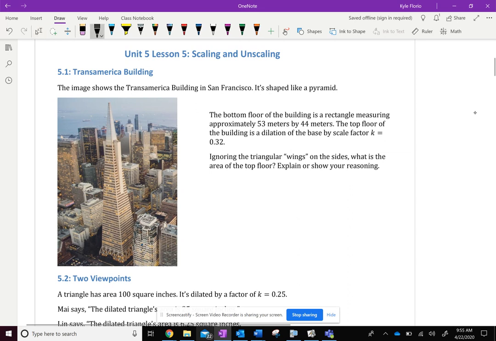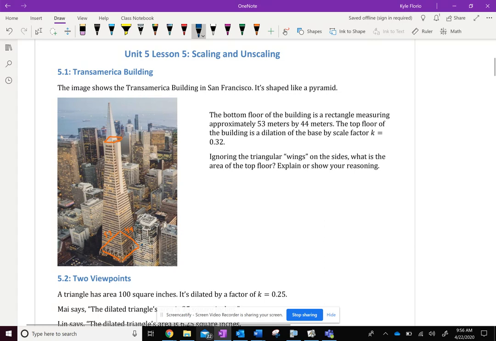So I know that the bottom floor is 53 by 44. This is a rectangle, and it's 53 by 44. I want to find out what the area of this top floor is, knowing what my scale factor is. That's supposed to be a rectangle. So what are the dimensions of this? If I can find those, I can multiply them out and get the area of that top floor. There are two ways I'm going to do it. I'm going to do it the way we did it last lesson, and then maybe a different way.